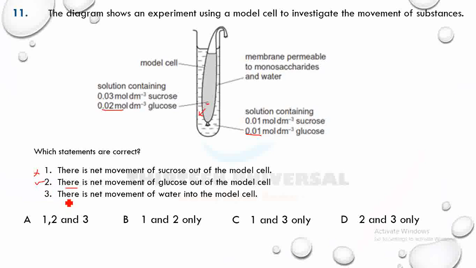Number 3 says there's net movement of water into the model cell. Water is going to move because we have high concentration of sucrose there. Sucrose cannot move, so water potential inside here will be less. So water is going to move inside by osmosis. So 2 and 3 are correct. D is the answer. All right, let's roll, guys.